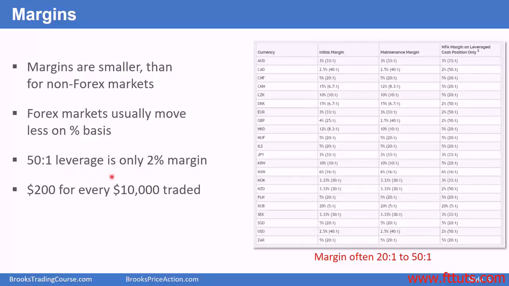Now, 50-to-1, that means 1 out of 50. So 50-to-1 leverage is 1 out of 50. That's 2%. That means for every $200 in your account, you can trade a position that's $10,000 in value. Now, if you have a $200 account, you should not be trading $10,000. You should not be trading your entire account. However, theoretically, your broker would allow it.